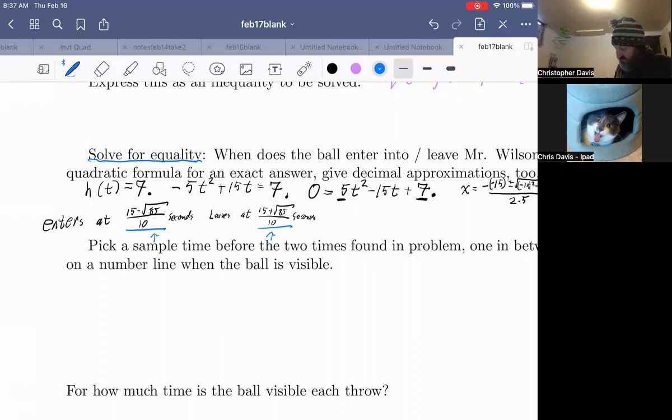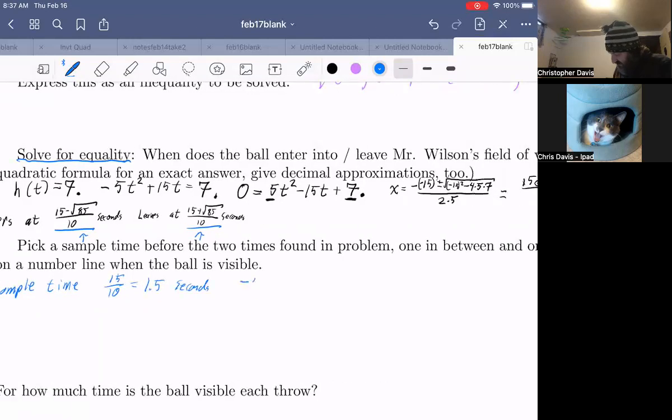So here's a number that's between. If you subtract 85, oops, or you add 85, well, definitely if you just add nothing, that is somewhere between them. So sample time, 15 over 10 or 1.5 seconds. Let's see what happens. So -5 times 1.5 squared. Yeah, this is the right way to do it. Plus 15 times 1.5. Let's see what that works out to be.